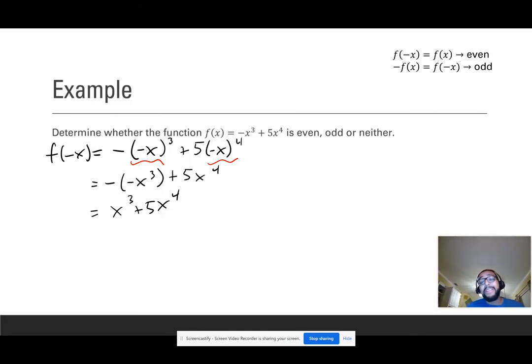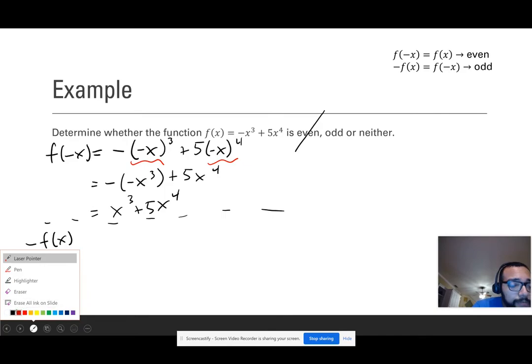We were close to being the same as f of x, right? It's just that x cubed in the front that messes up. Here, this x cubed is not the same as this negative x cubed plus 5x to the fourth. Okay, so it's not even. Before you say it's odd, we have to check. We have to check if it's odd. So again, to see if it's odd, we're doing negative f of x. If I do my math and my algebra, and I end up getting this expression here, we got ourselves an odd function. But let's try it out first.